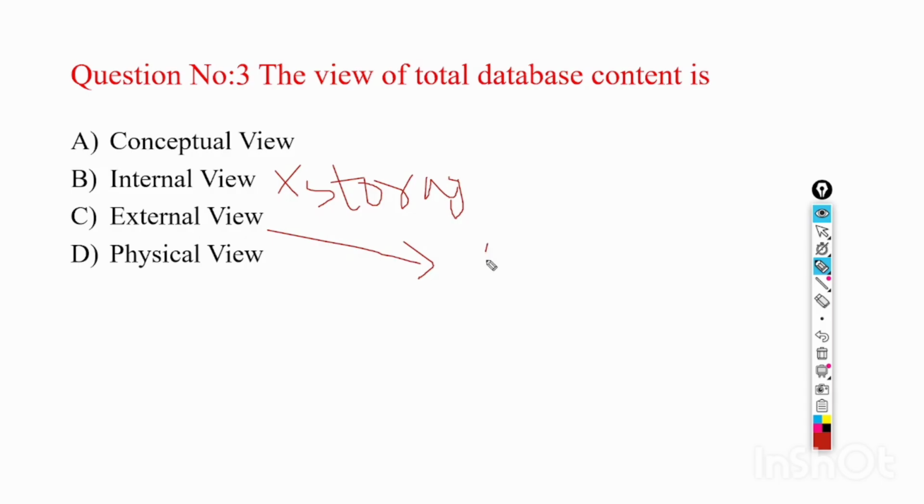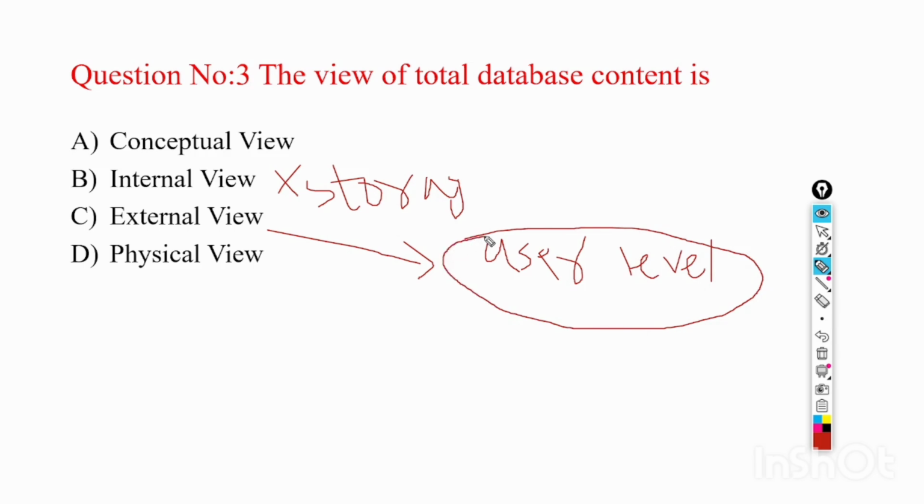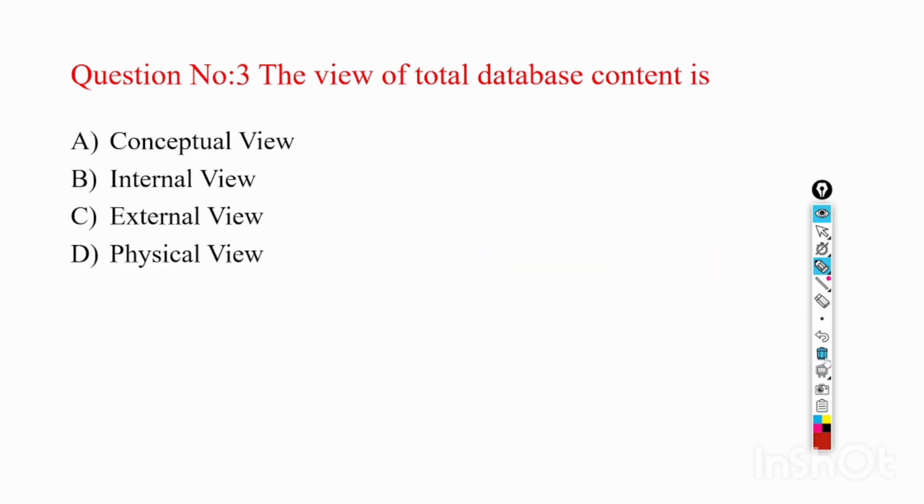Okay. So what is the internal view? The internal view deals with the storage level. In the architecture there are three types of views: conceptual view, internal view, and external view. The internal view we call the storage details; the storage details are stored in the internal view. And what is the external view? It is the user level.